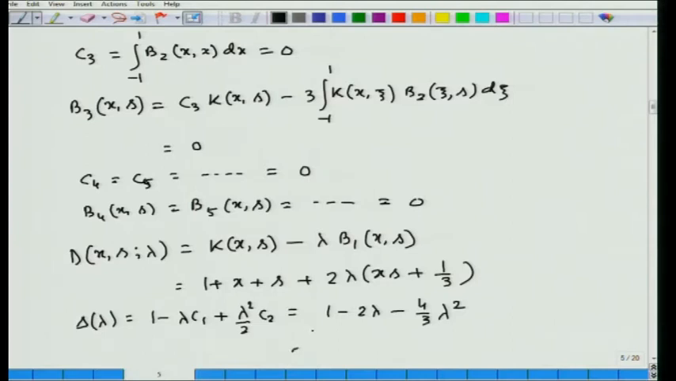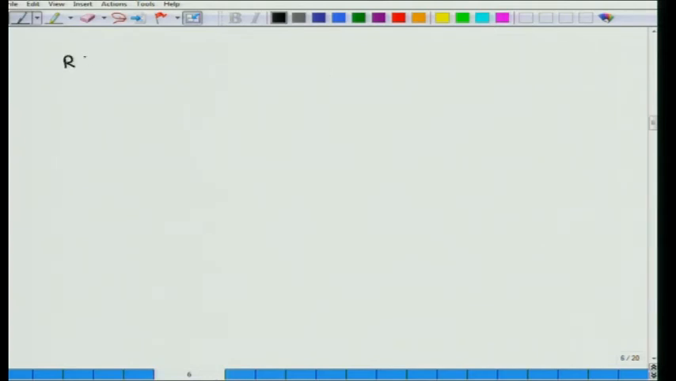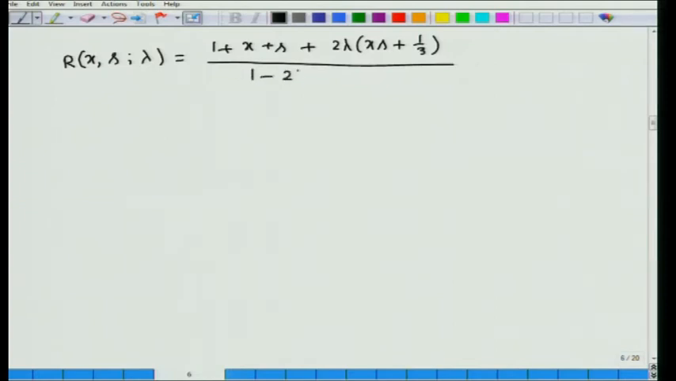In case this delta lambda is not equal to 0, assuming delta lambda not equal to 0, we can obtain the corresponding resolvent kernel R(x, s; lambda). This is equal to 1 plus x plus s plus 2 lambda multiplied with (xs plus 1/3), whole divided by 1 minus 2 lambda minus 4 by 3 lambda square. So, this is the resolvent kernel, the Fredholm resolvent kernel obtained by the Fredholm method.